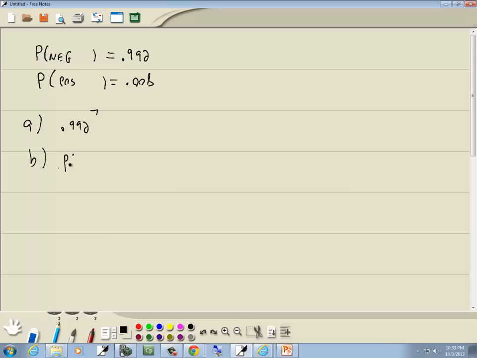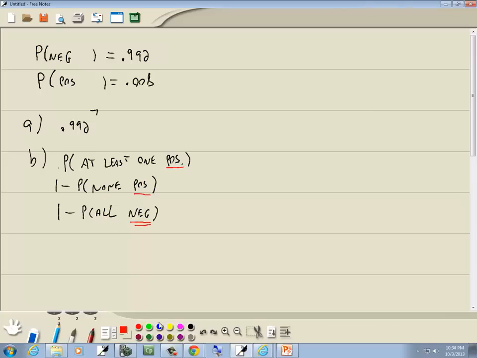B, at least one positive. Well, we rewrite this: at least one positive becomes 1 minus probability of none positive. Whatever wording is here, it matches right here. So positive, positive. And we rewrite as 1 minus probability of none. It's always the same. This then becomes 1 minus probability of all. And we switch this wording, positive, to the opposite, which is negative. So again, we switch the wording when we change the none to all. Okay. Now negative, we said was 0.992. And are we still talking about 7?